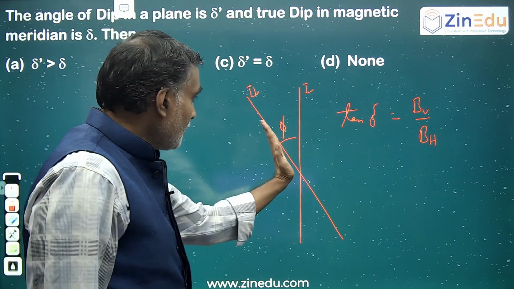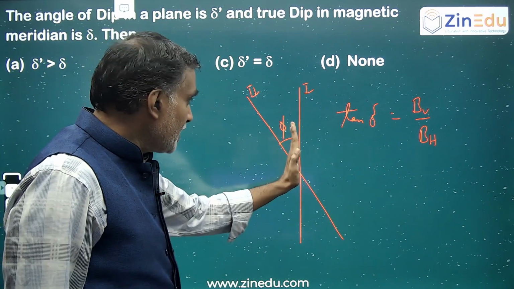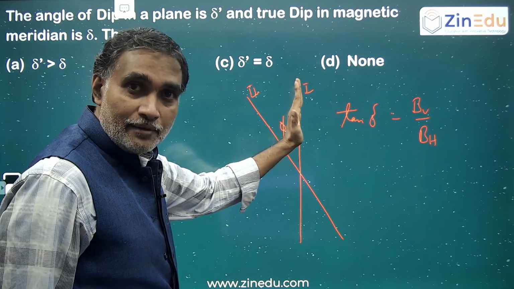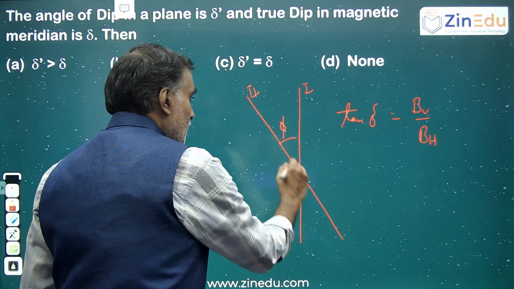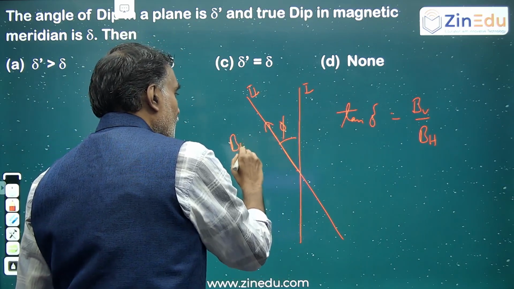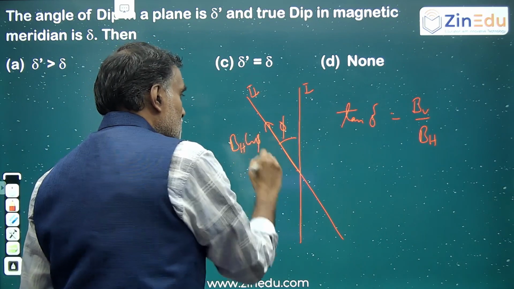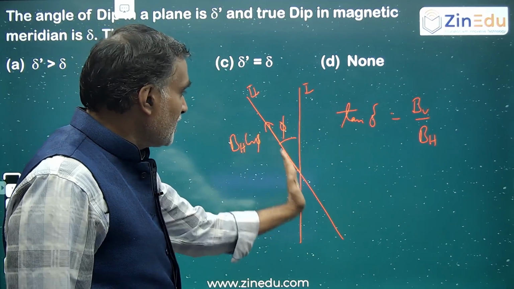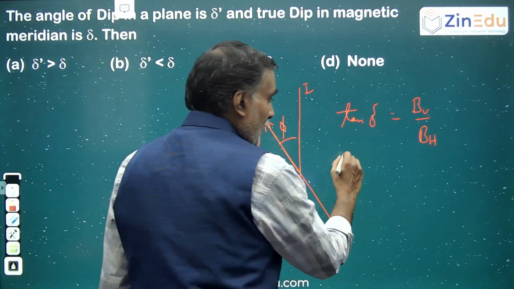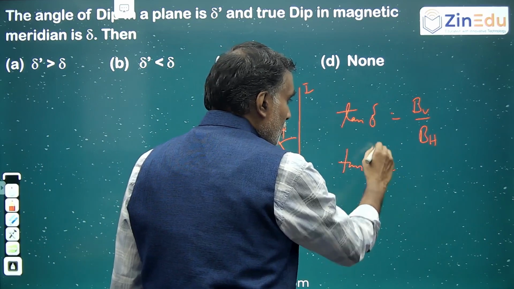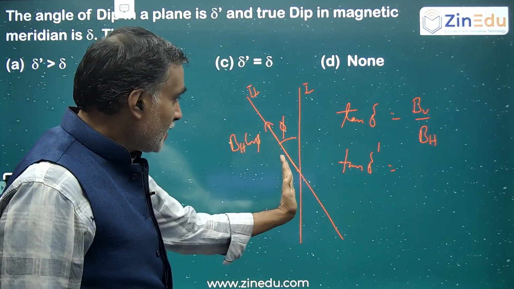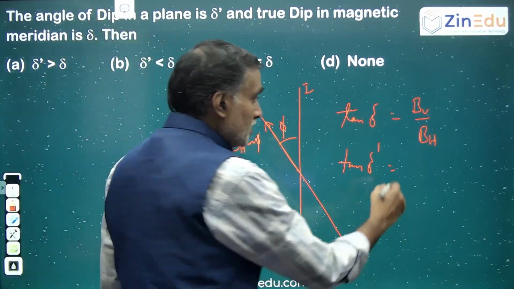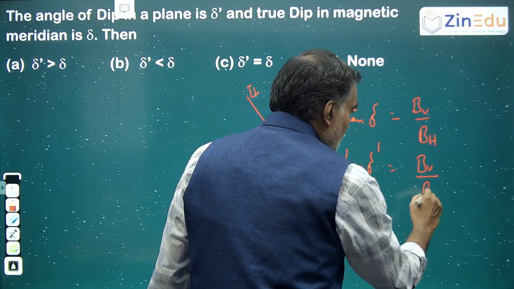In this plane Bv will be same, but Bh will have a component in this direction. Bh is in this direction, horizontal component of Earth's magnetic field. What is its component in this direction? It is Bh cos phi, where phi is the angle between these two planes 1 and 2. So what is magnetic dip in this plane? Delta prime. That is tan delta prime is equal to vertical component of magnetic field by horizontal component of magnetic field in this plane, which is nothing but Bh cos phi. So this is nothing but Bv by Bh cos phi.